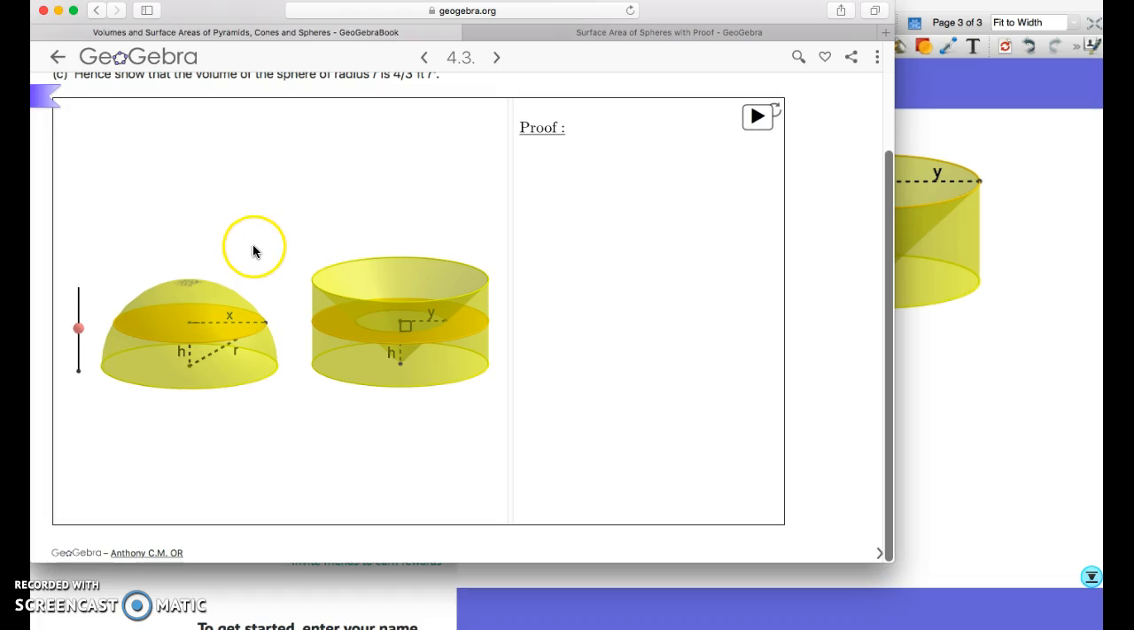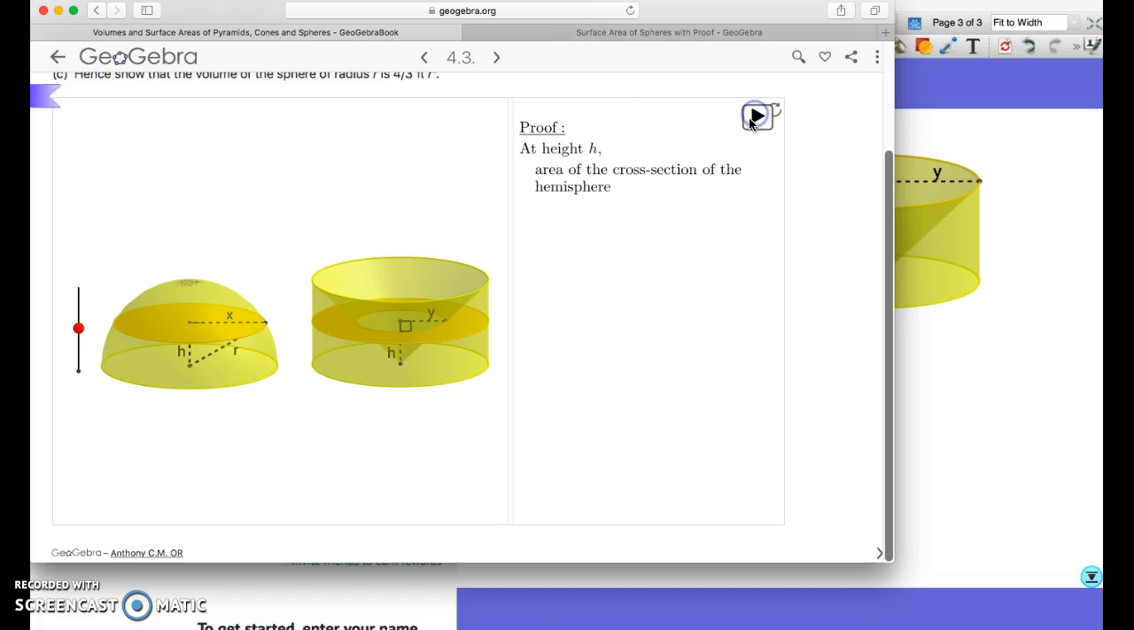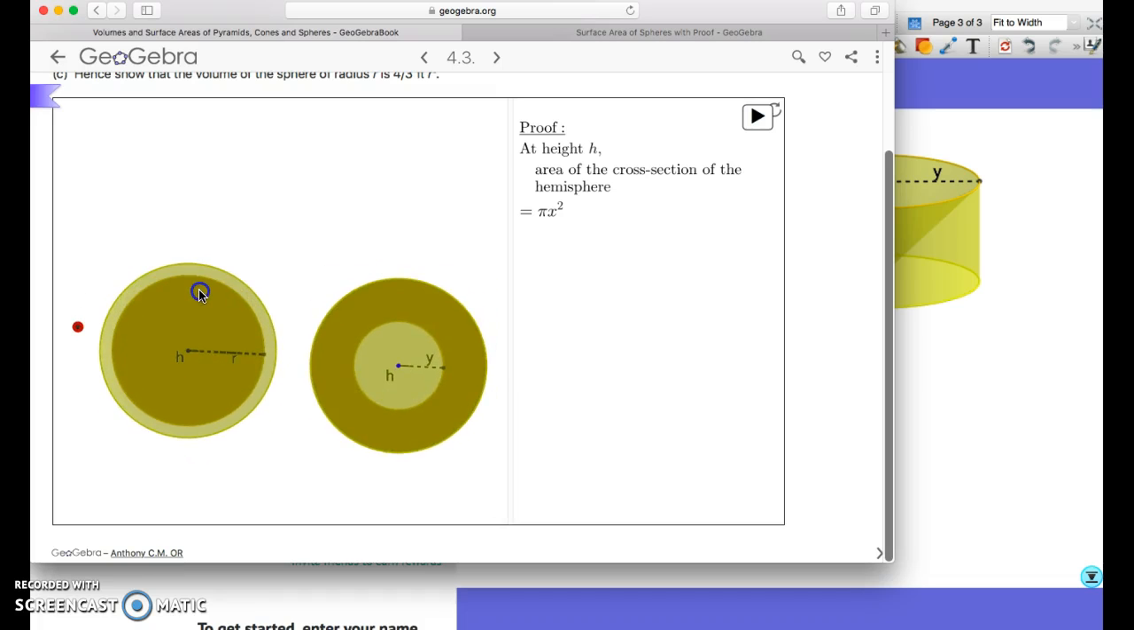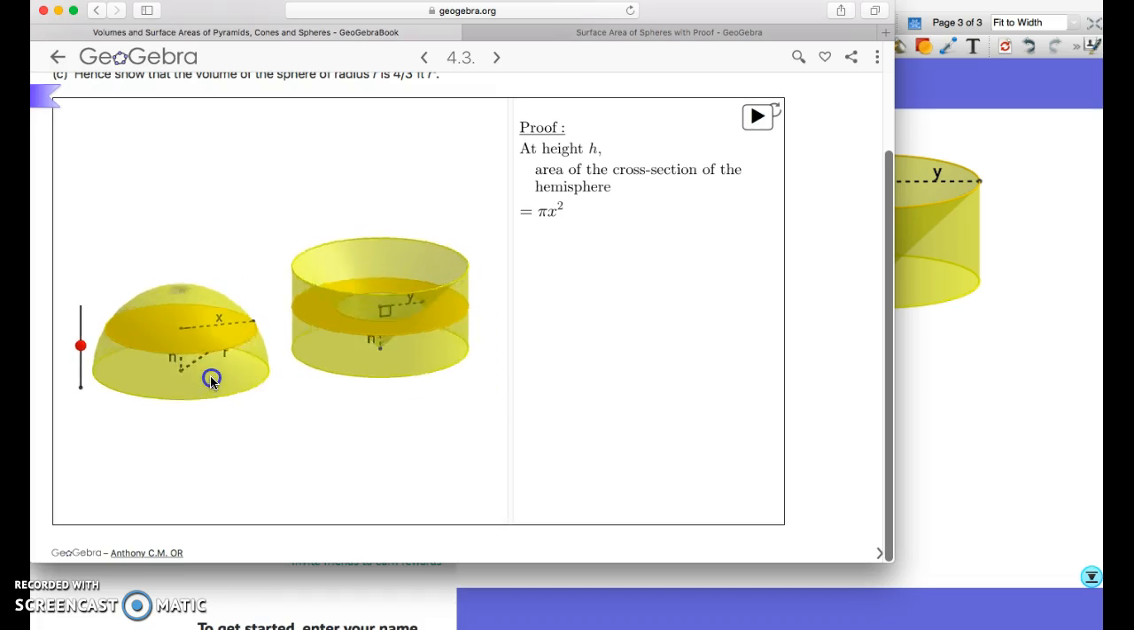And so we've already taken care of one of the requirements for Cavalieri's principle, that the heights must be the same, along with the cross-sectional area. We've established that our heights are the same. We now need to focus on the cross-sectional areas. Okay, so let's begin with the proof. I'm going to focus initially on the hemisphere, and at any given height h, the area of a cross-section of the hemisphere is going to be pi times x squared. This is of course a circle. If I take this and rotate it round, you can see we're dealing with a circular base.